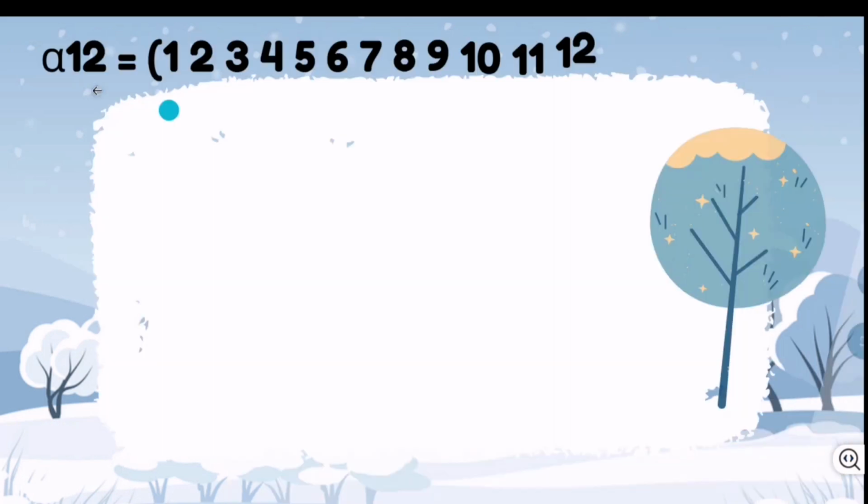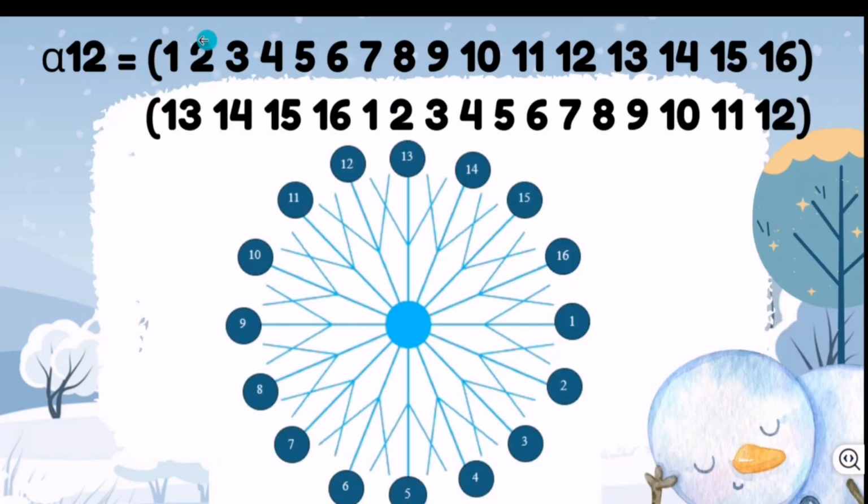And we have alpha sub 12. We have 1 to 13, 2 to 14, 3 to 15, 4 to 16, 5 to 1, 6 to 2, 7 to 3, 8 to 4, 9 to 5, 10 to 6, 11 to 7, 12 to 8, 13 to 9, 14 to 10, 15 to 11, and 16 to 12.